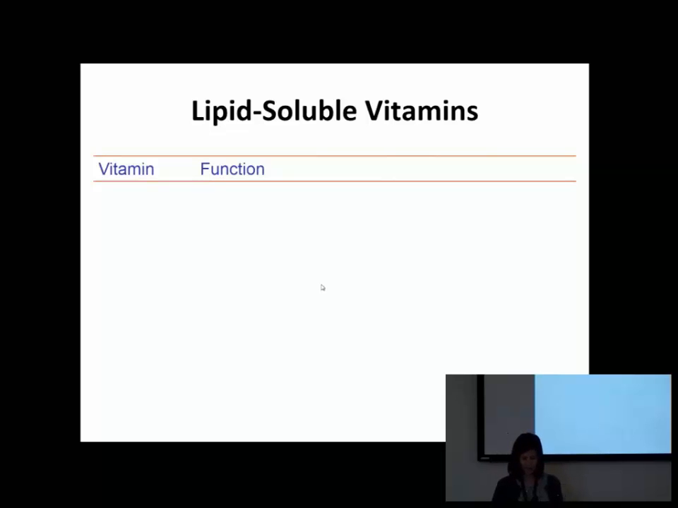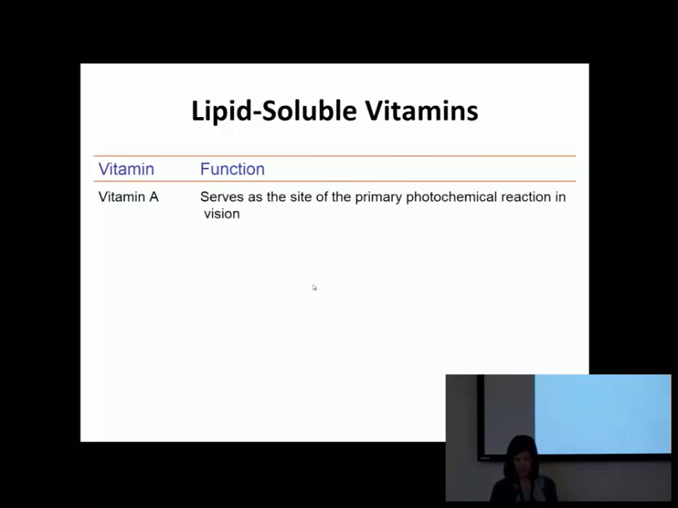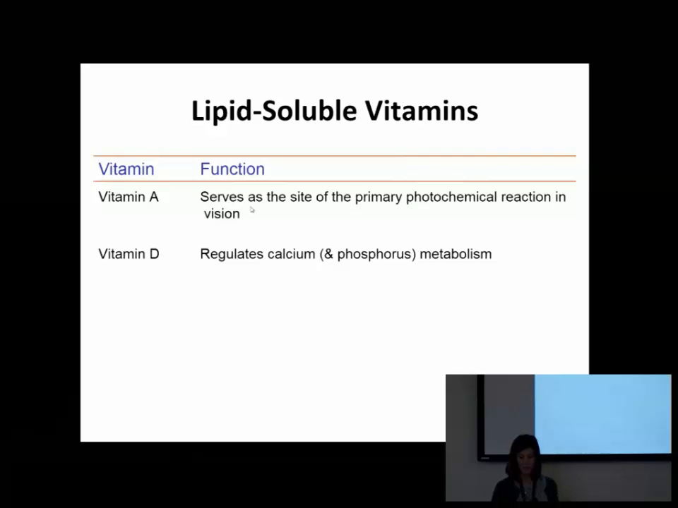We have lipid-soluble vitamins, which we're going to talk about now because we're talking about lipids. We have our vitamin A. Of course, we all know that helps your eyes. Vitamin D regulates calcium and phosphorus, and there is a whole host of research into vitamin D. And we are all deficient in it in our area.